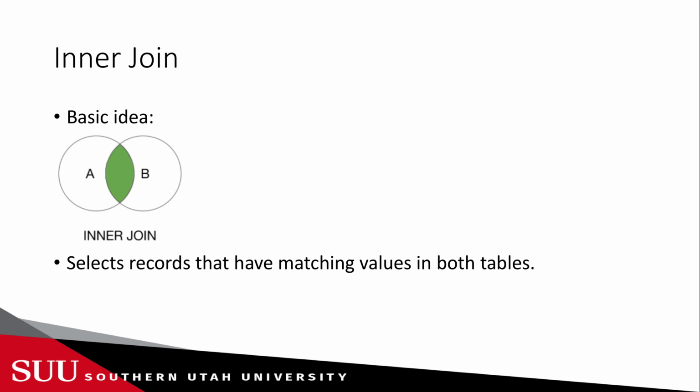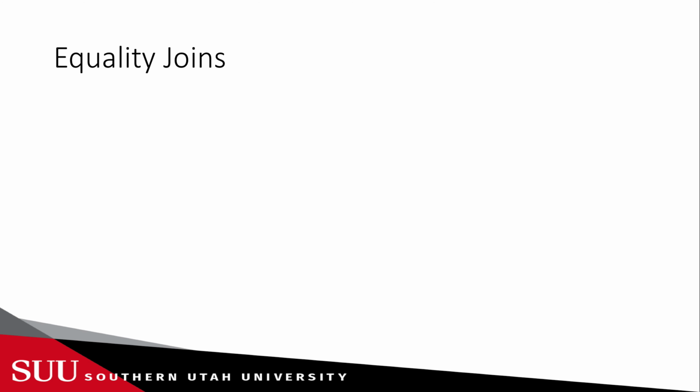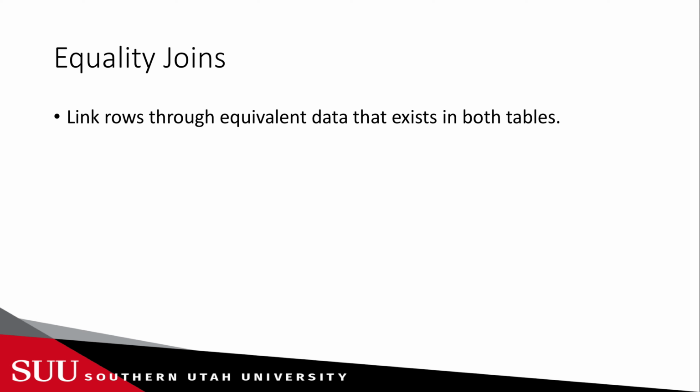In this video, we will talk about inner join. So the basic idea of inner join is returning the records that are matched in both tables. So it is an intersection of both tables. We will only select the records that have matching values in both tables. We will start talking about equality joins, which will link the rows through equivalent data that exist in both tables.